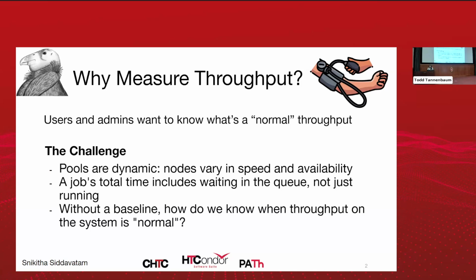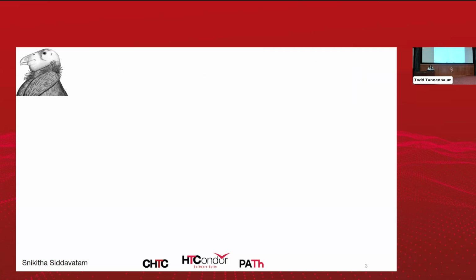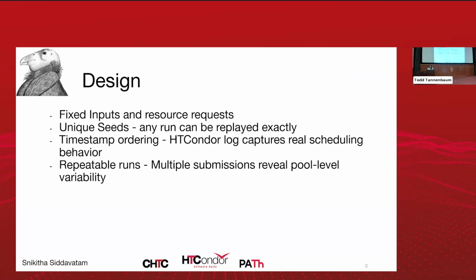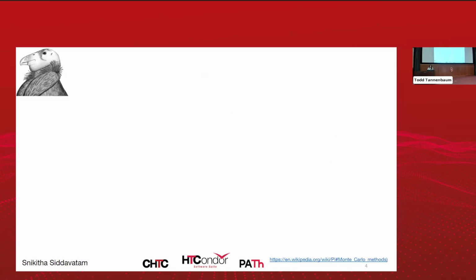The challenges are that pools are dynamic, they're always changing. A job's total time includes waiting in the queue, not just the running time. And without a baseline, how do we know when throughput on the system is normal? So the experiment design includes fixed input and resource requests and unique seeds so that any run can be replayed exactly. Then comes timestamp ordering. We sort by job completion time, and repeatable runs. Multiple submissions reveal pool-level variability.